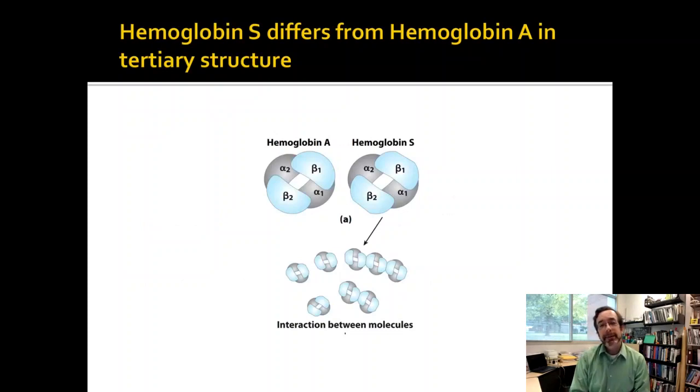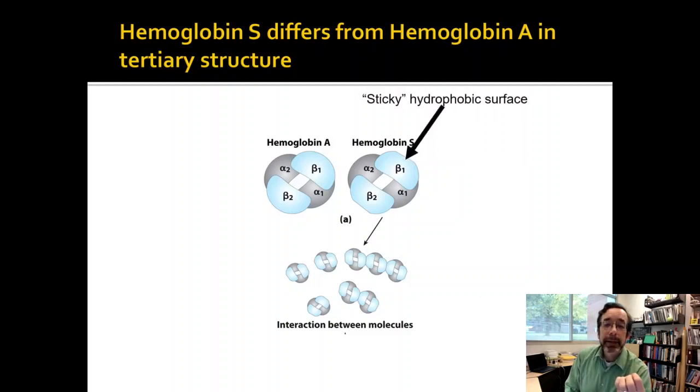So why does that little change cause such a big change? Well, hemoglobin A and hemoglobin S, they form tetramers just fine, but the hemoglobin S has this pocket up here that, because the charge has been taken away, it's become hydrophobic and therefore sticky. And because hemoglobin is a tetramer with two beta chains, you've got a sticky patch on the top and bottom.